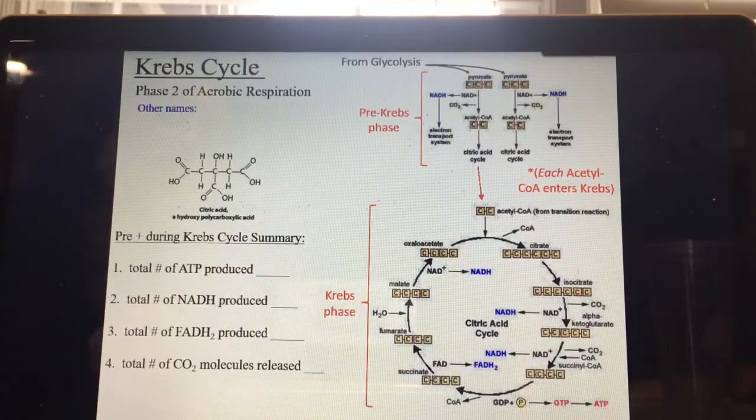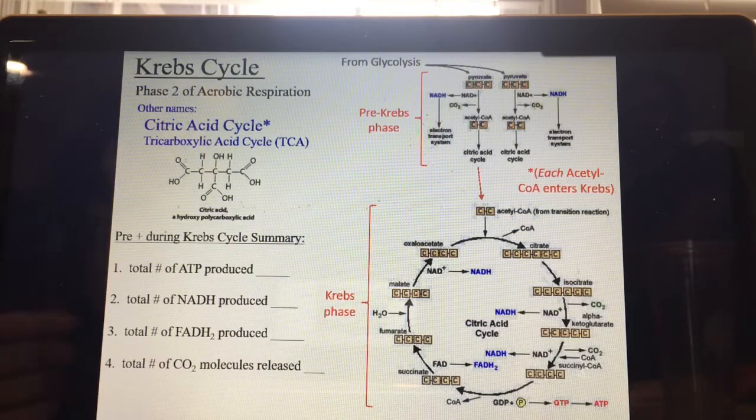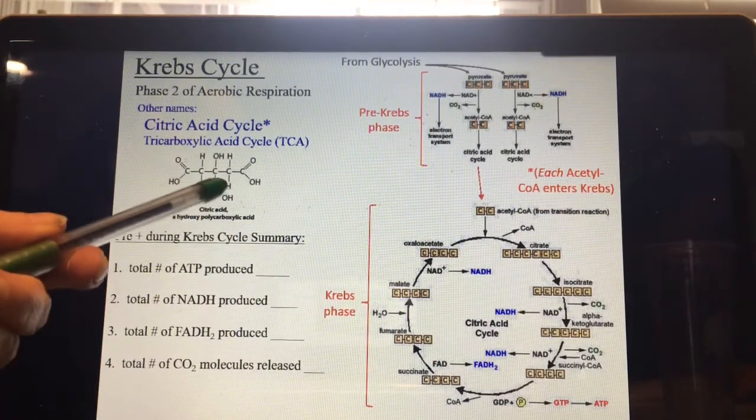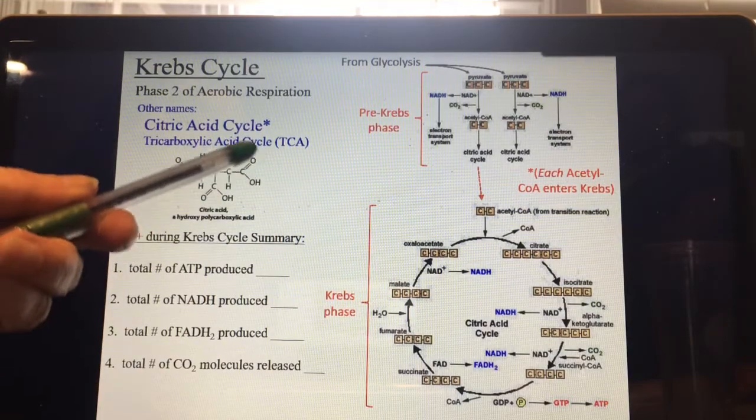So phase 2, and remember we're in the mitochondrial matrix, has several names. The most popular name is the Krebs cycle. It can also be called the citric acid cycle because citric acid is the first large intermediate in the cycle and also the last, so it starts and ends with citric acid. And it is sometimes also called the tricarboxylic acid cycle because citric acid has 3 carboxyl groups. There is one carboxyl group, there is a second carboxyl group, and there is the third carboxyl group.